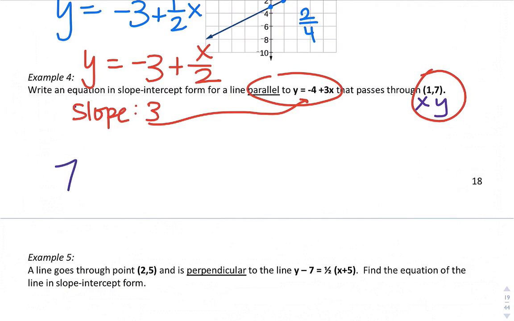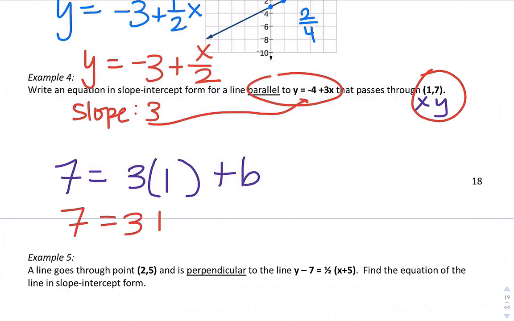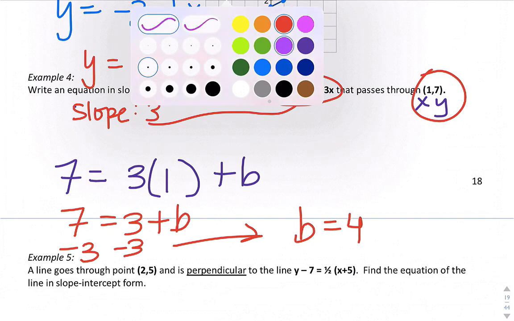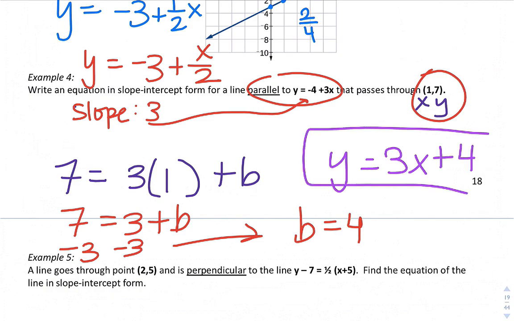So we have 7 equals, our slope is 3, the x value is 1, we want b. We're going to solve 7 equals 3 plus b, minus 3 from each side. So we get b equals 4. And once we have that, we can write the new equation of the line, y equals 3x plus 4.